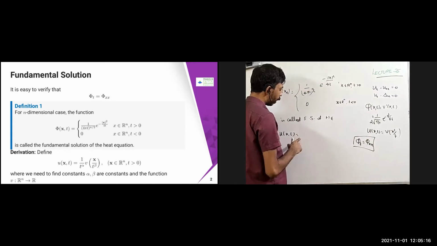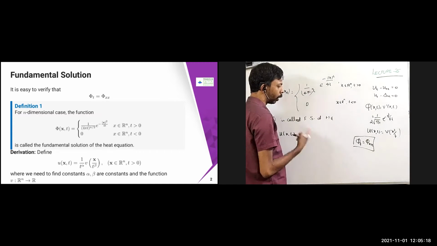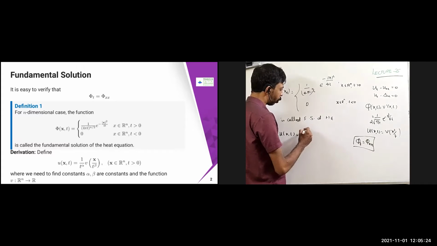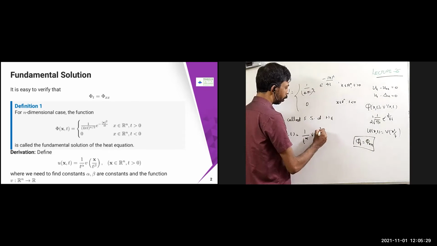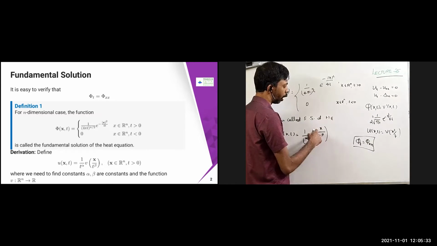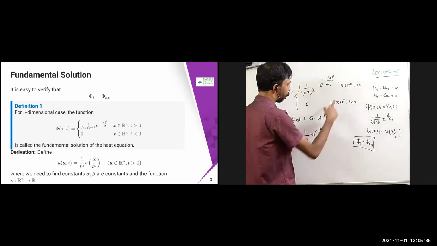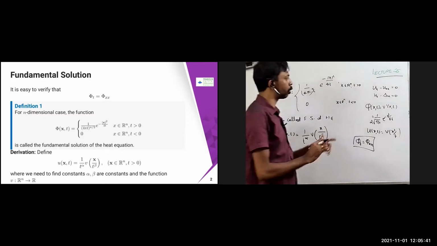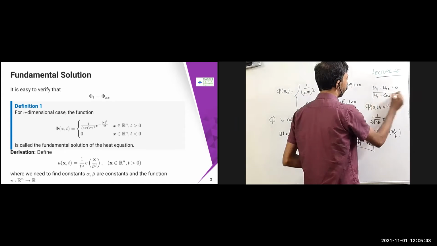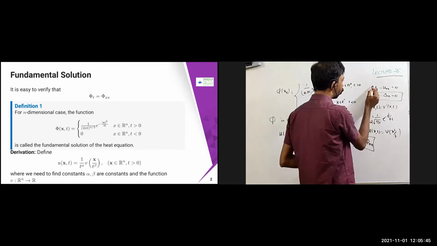Now for n greater than 1, or even n equal to 1, you can get a similar kind of thing. So for n greater than 1, I'm just going to define 1 by t power alpha, v of x by t power beta, where x is a vector, not a scalar. Where x belongs to R power n and t greater than 0. So these are all true for these conditions.